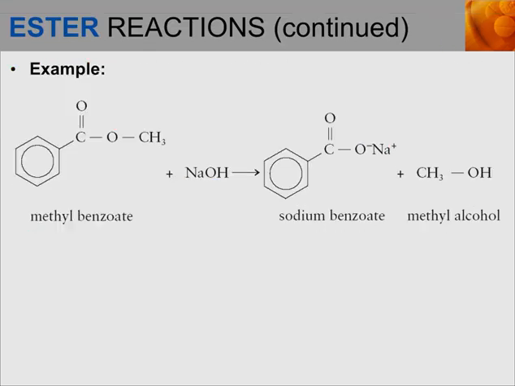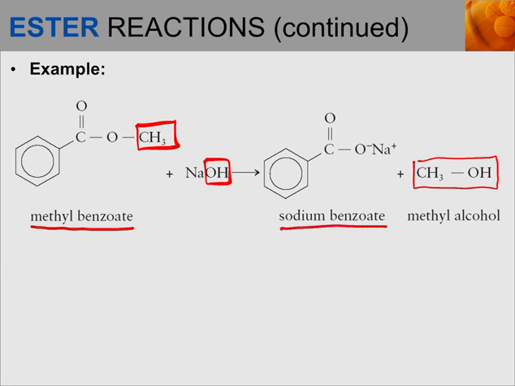So an example of this, if we have something called methyl benzoate, again, that OH group is going to team up with the methyl part of methyl benzoate. So that gives us methyl alcohol. And the other components that are left over team up to create our ionic compound or salt called sodium benzoate.